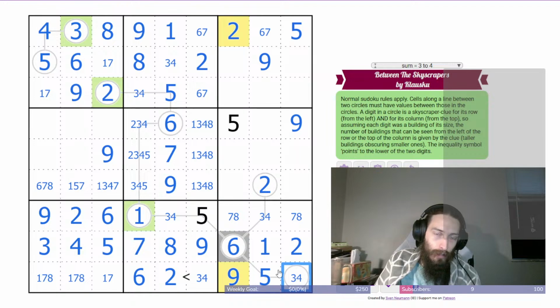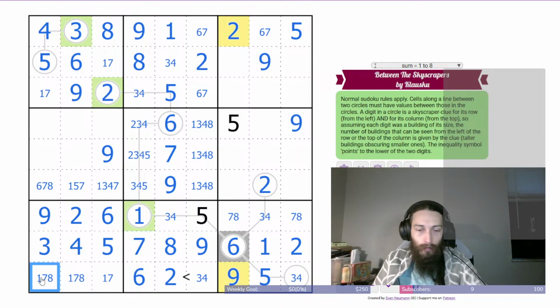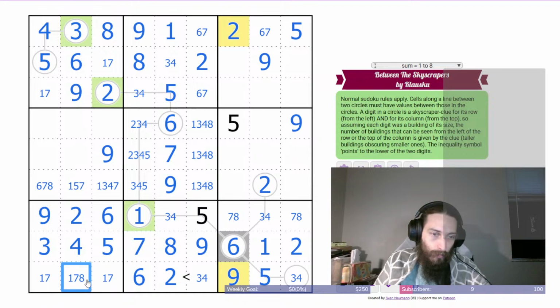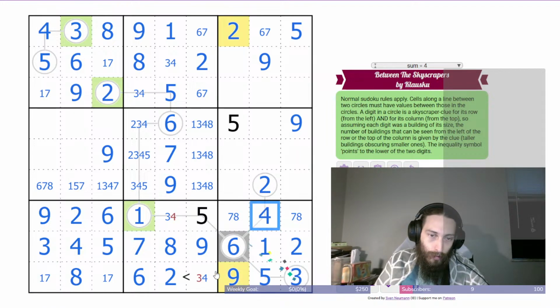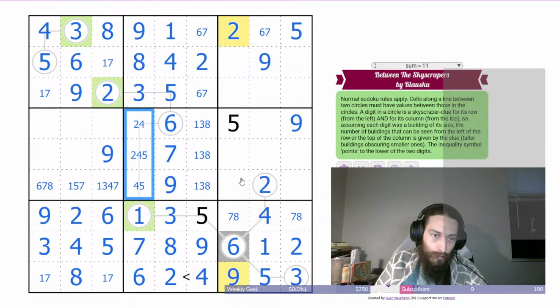This has to be at least 3. So this cannot be an 8, because then it would only be 2. 1, 7 pair makes that an 8, and now it doesn't matter. Or no, this is 1, 2, 3. So this has to be a 3. 4 there, 4 there, 3. Oh, yeah. 4s.